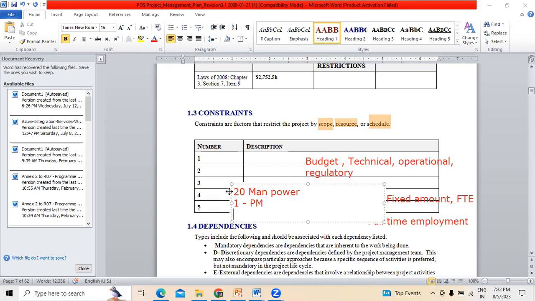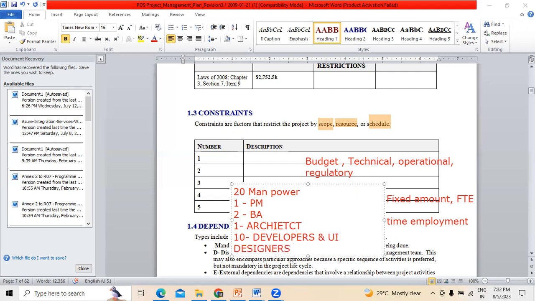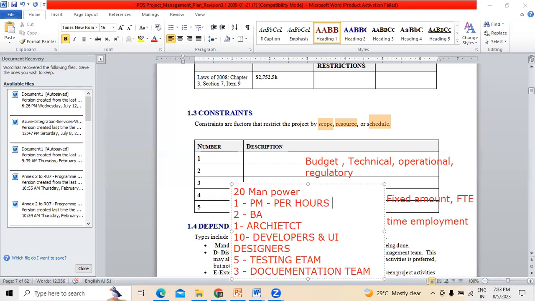You may require 2 business analysts. Maybe 1 architect, a solution architect, I can say. Maybe you may require 10 people as developers and UI designers, clubbing both. 5 testing team, and 3 documentation. Now for every manpower there will be a quotation given on a per hour basis. Per hour quotation will be quoted by us.